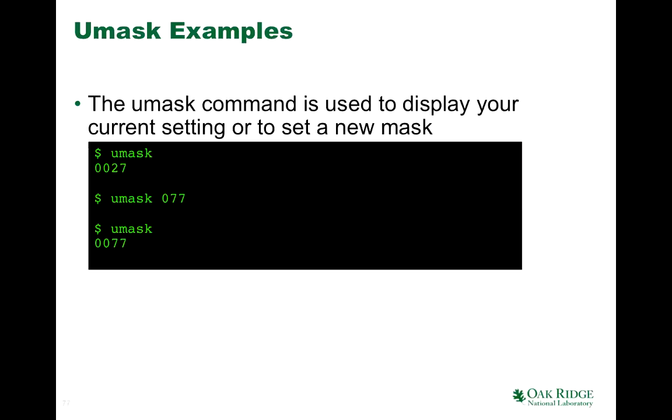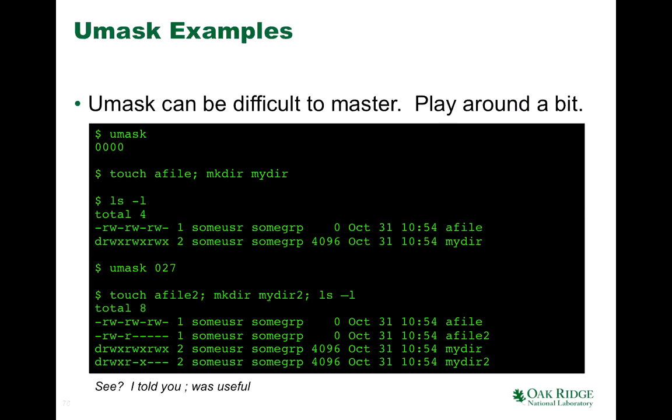If you run the umask command without giving it an argument, it tells you what your default setting is. If you give it an argument, you're actually setting it. So when I ran this test example, my default UMask was 027. I set it to 077 to be a little bit more restrictive. Run the command again to verify it, and we can see that it did, in fact, change it.